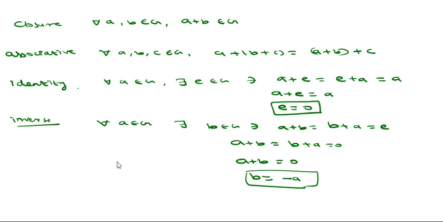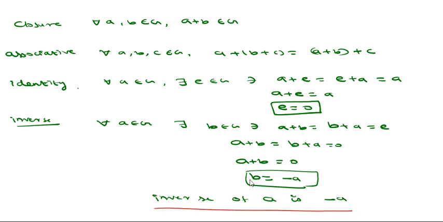Here, if the operation is addition, then we can say the inverse of A is minus A. So these are the important things. When the operation is usual addition, the identity element will be 0. This identity element we call the additive identity because the operation is addition. And the inverse of A will be minus A.